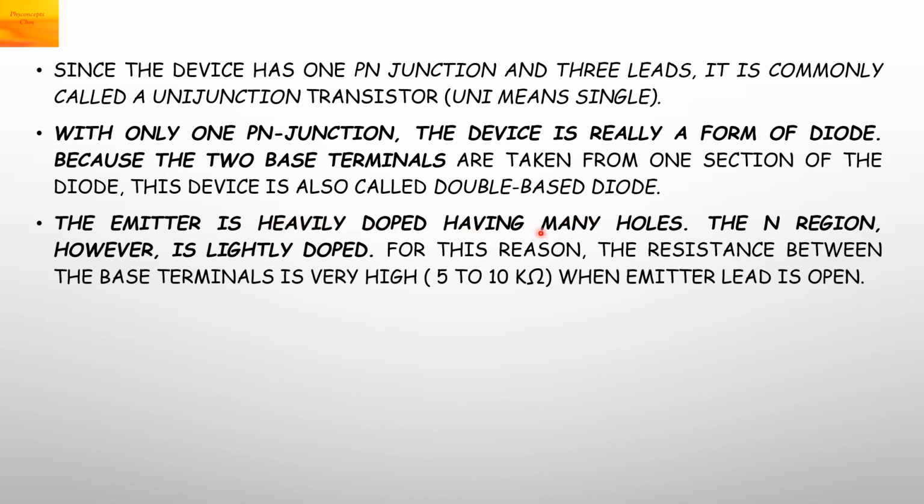The emitter is heavily doped, having many holes. The N region, however, is lightly doped. For this reason, the resistance between the base terminals is very high, 5 to 10 kilo ohms, when the emitter lead is open.